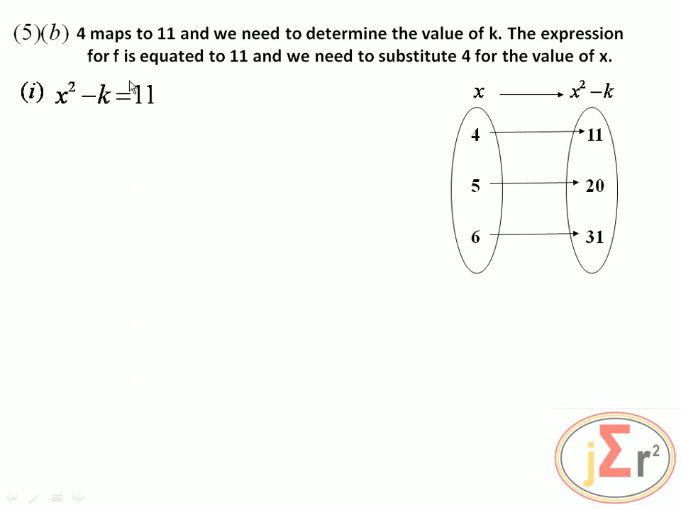If that is the case, we need to determine the value of k. Let us say that the function x² minus k is equal to 11. But what is the value of x? The value of x is equal to 4 because this is the one that we are using. As a matter of fact, we are equating to 11. Therefore, we know that the value of x that we are using is 4. So substitute 4 into the equation.